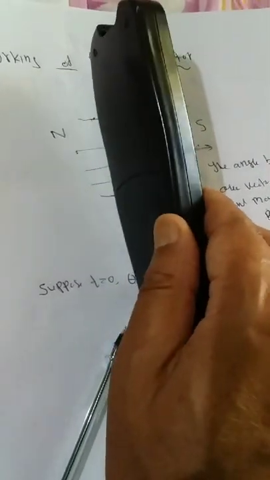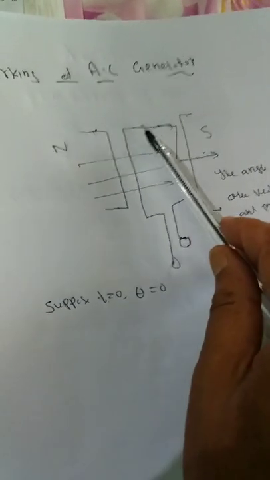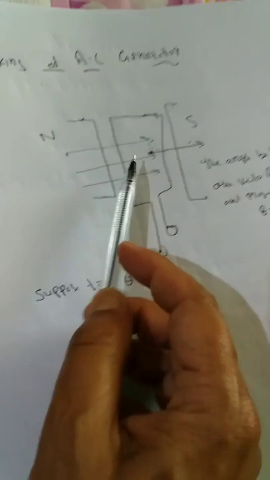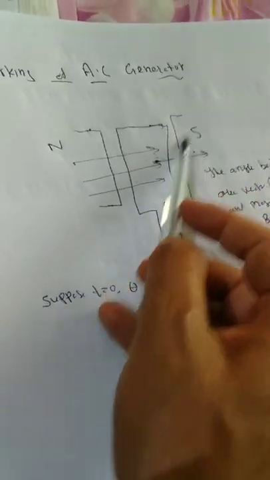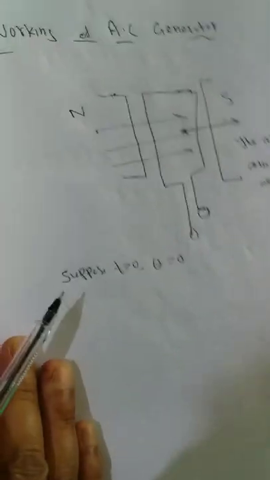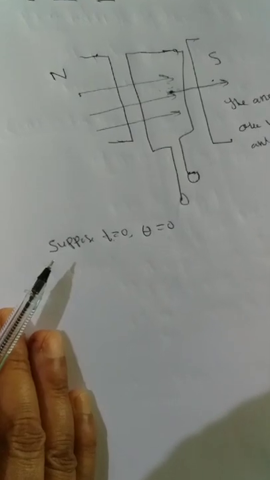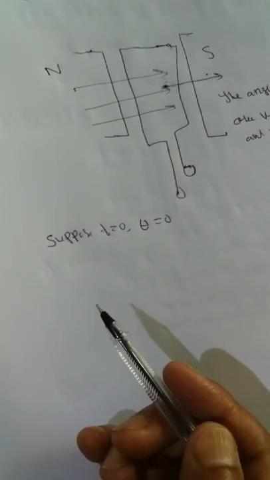Suppose after time t the coil rotates. When the coil rotates, the area vector also changes. Then when we start rotating from here, that is theta is equal to 0. After t seconds, the coil rotates through an angle theta.